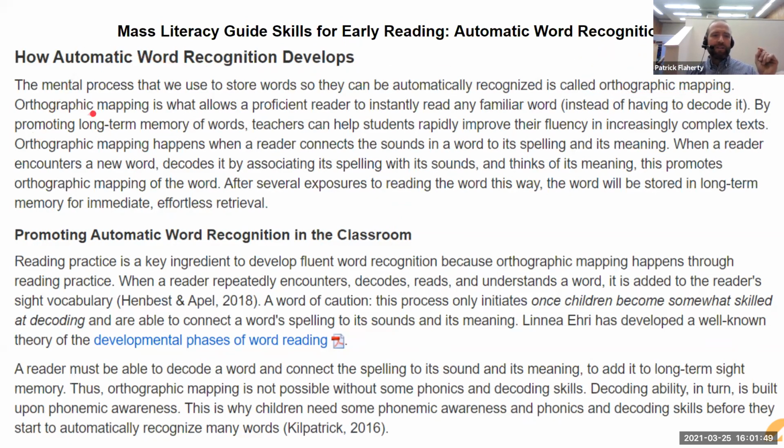So I'll just read a little bit of this. It's what allows a proficient reader to instantly read any word. So that's the goal, right? Instantaneous, automatic recognition of a word, so the child can free up their mind to do the important work of comprehension. And it also can promote long-term memory of words.